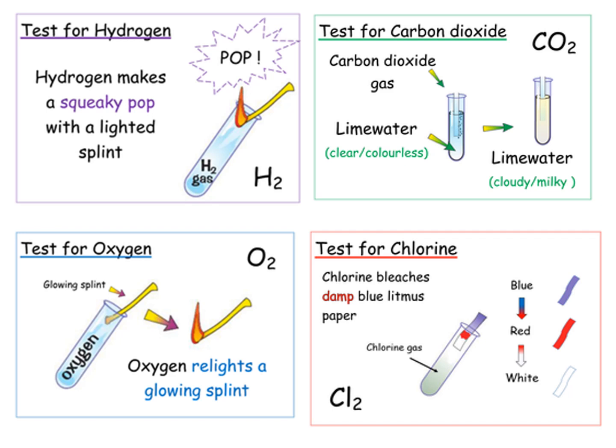Testing for oxygen, you have a splint which is glowing, so it's not on fire, it's just glowing, but if you put it in a test tube full of oxygen gas, it would relight a glowing splint. Finally, then the test for chlorine, a bit of an unusual one, often appears with electrolysis.